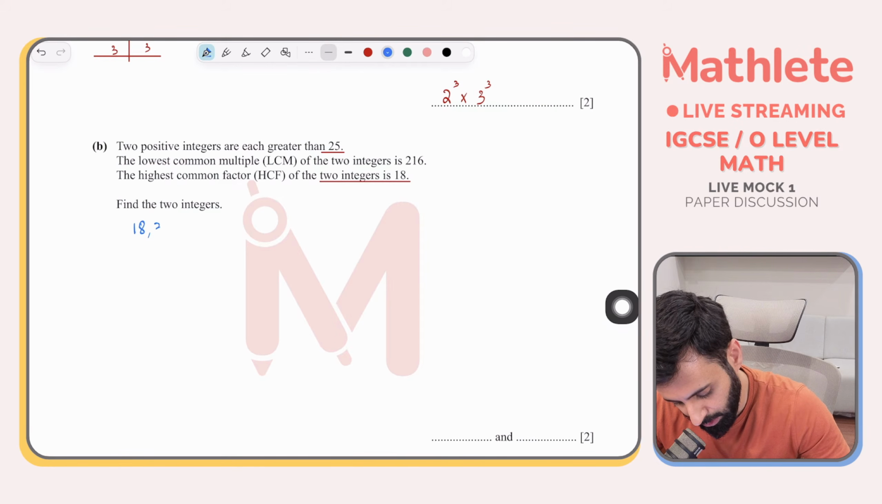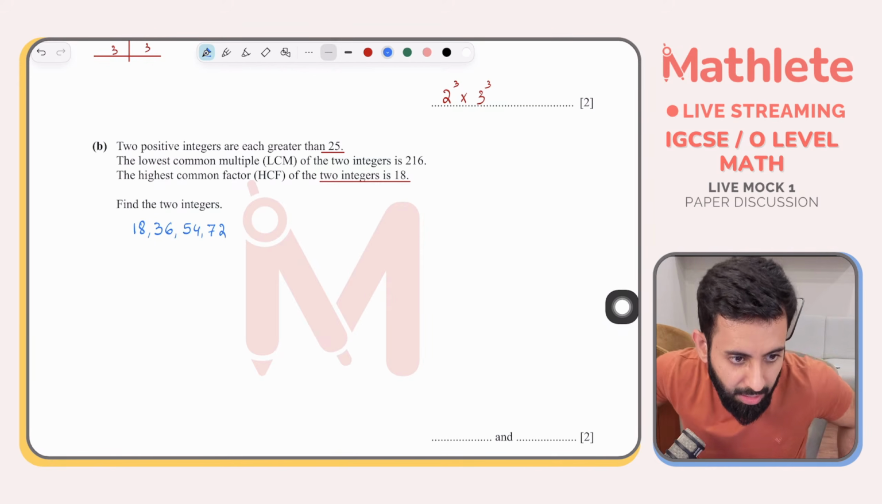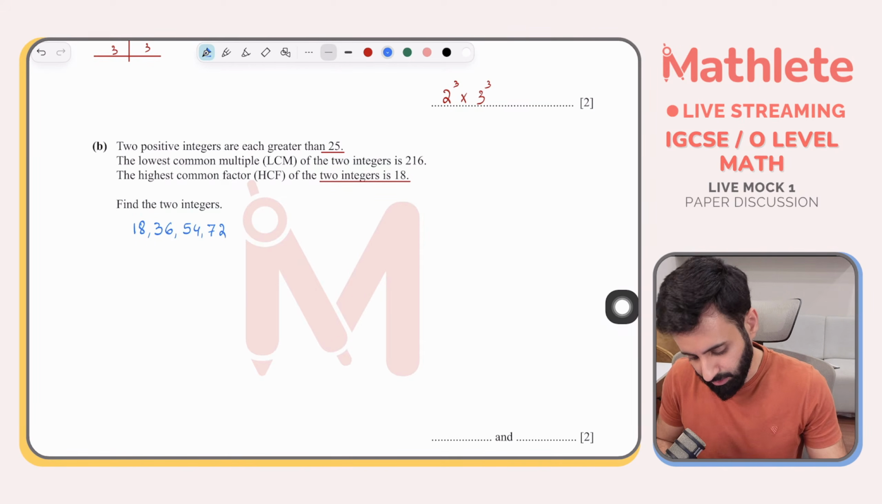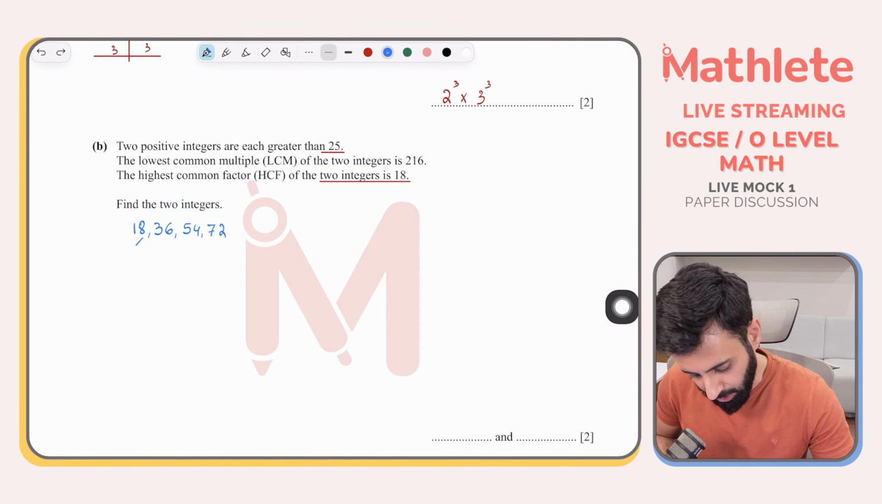So one multiple of 18 is 18. The other multiple of 18 is 36. Then after that, there is 54. Then after that, there is 72. Okay, now what do we have to do? We have to do trial and error. There's no other way to do it. Now we can cross out 18 from the list because the two integers are supposed to be greater than 25.